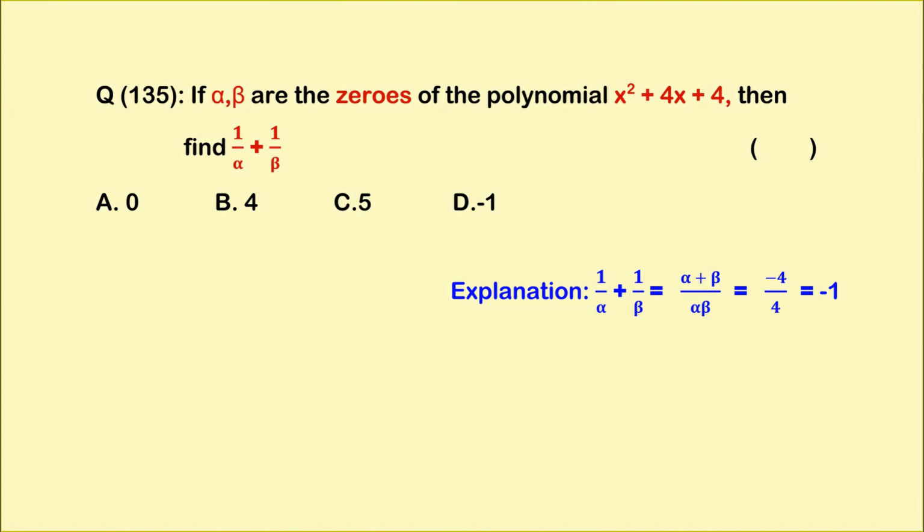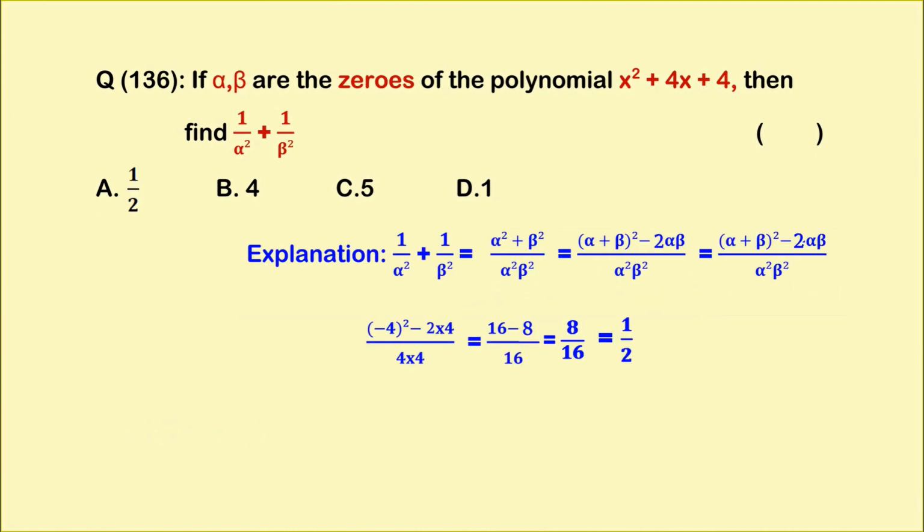Question number 135. If alpha and beta are the zeros of the polynomial x square plus 4x plus 4, then find 1 by alpha plus 1 by beta. We know that 1 by alpha plus 1 by beta is nothing but, by taking LCM, we will get alpha plus beta by alpha into beta, that is equal to minus 4 by 4. So that is equal to minus 1. So the right answer is D.